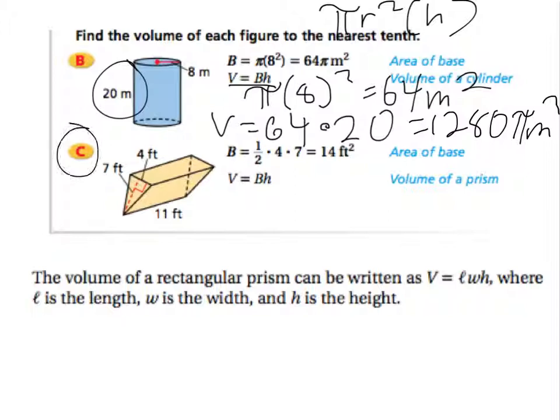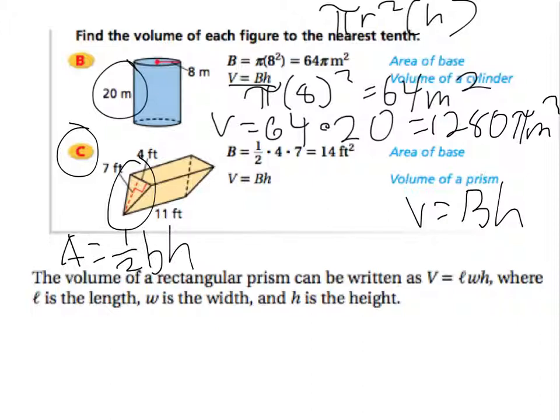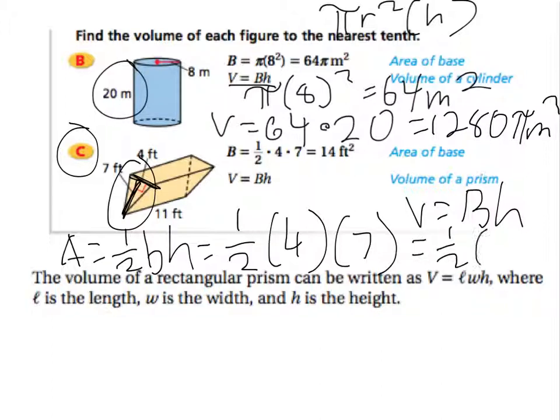Now the last one, we're going to do the volume of a triangular prism. The volume of a triangular prism is base times height. But for our base, since it's a triangle, we have to remember the area of a triangle. That's half times base times height. So that's half times, the base here is 4, and the height is this red line, 7. So 1/2 times 4 times 7 is 28, and half of that is 14. So volume is equal to 14 times the height.